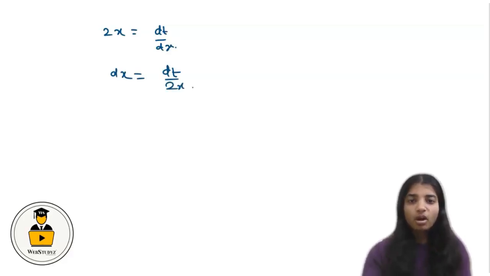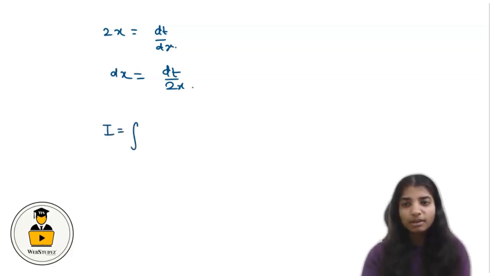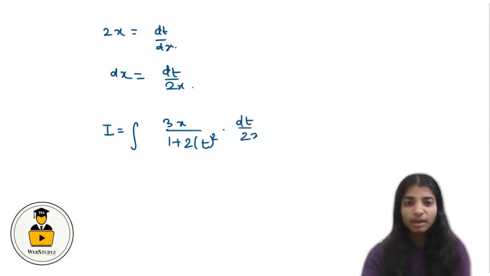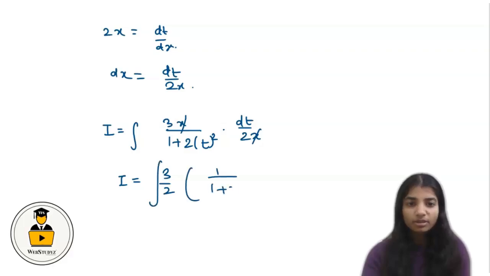Now we are going to plug all these values in the I. So I becomes 3x divided by 1 + 2(x^2)^2, and x^2 = t. So this becomes 3x divided by 1 + 2t^2 multiplied by dx, and dx equals dt/2x. So 2x and x cancel here. So the value of I becomes 3/2 multiplied by 1 divided by 1 + 2t^2, further multiplied by dt.